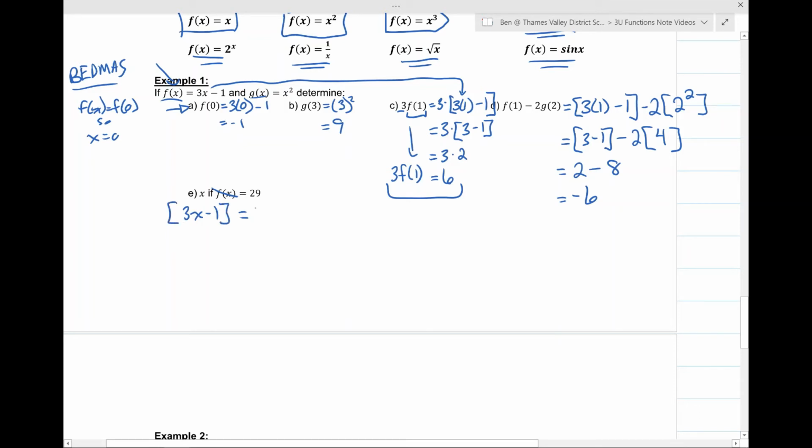So if 3x minus 1 equals 29, then I can isolate for x as you have done before. So 3x, I can add 1 to both sides. That brings us 29 plus 1. So 3x equals 30. And I can divide both sides by 3 to isolate for that x. So x equals 30 divided by 3. 30 divided by 3 is 10. So x equals 10 if f at x equals 29.